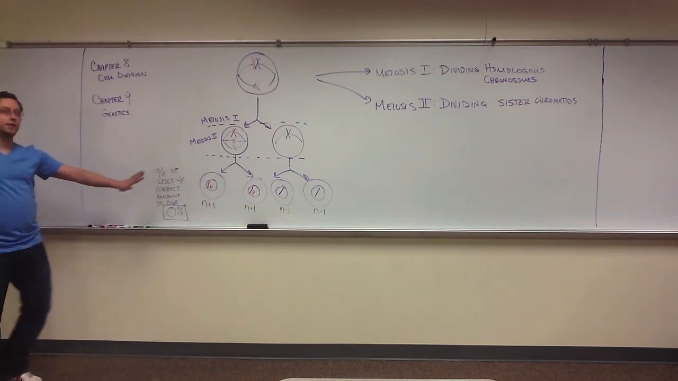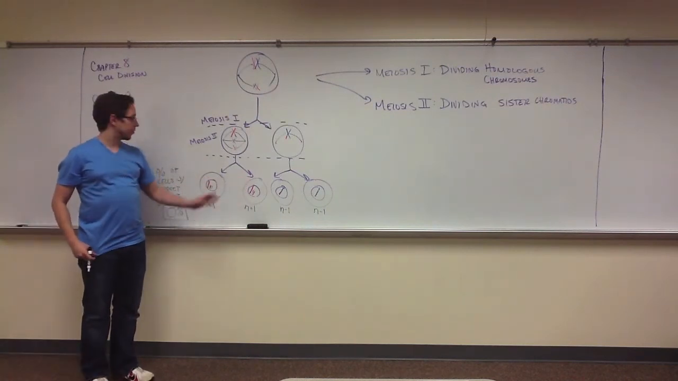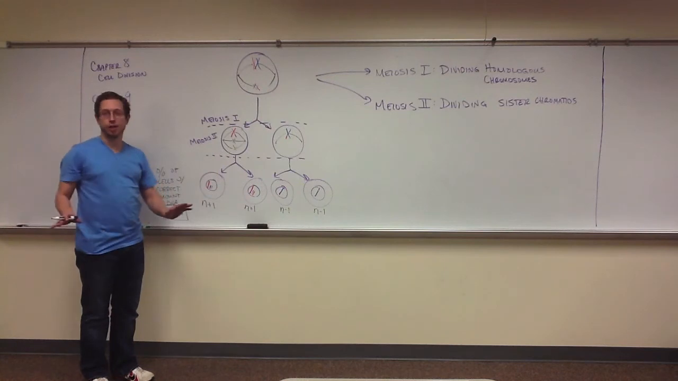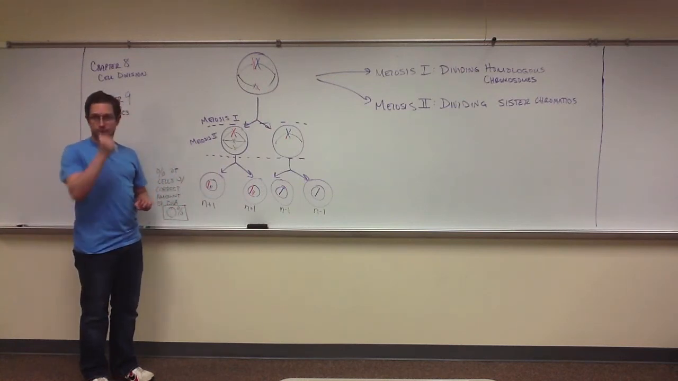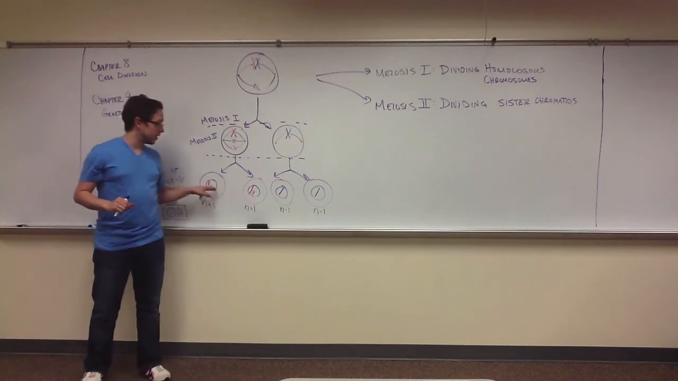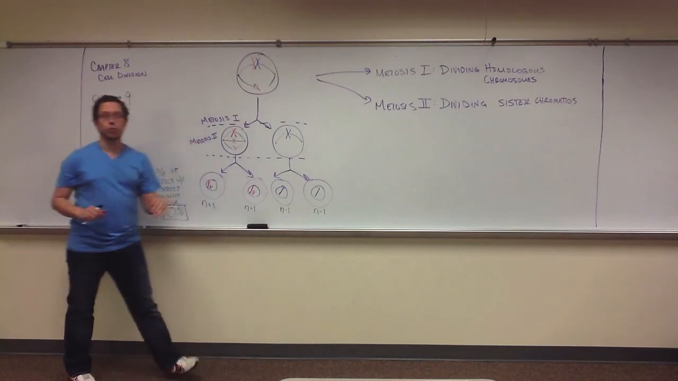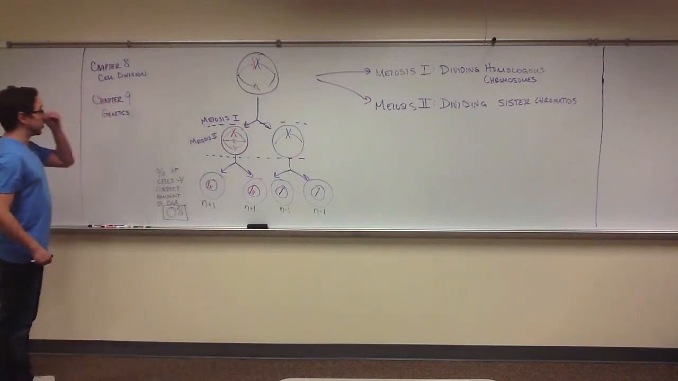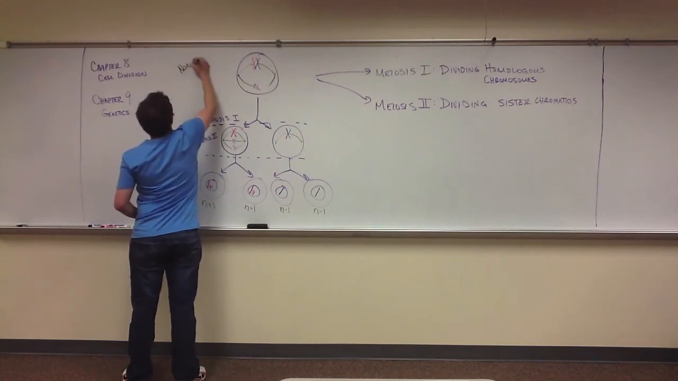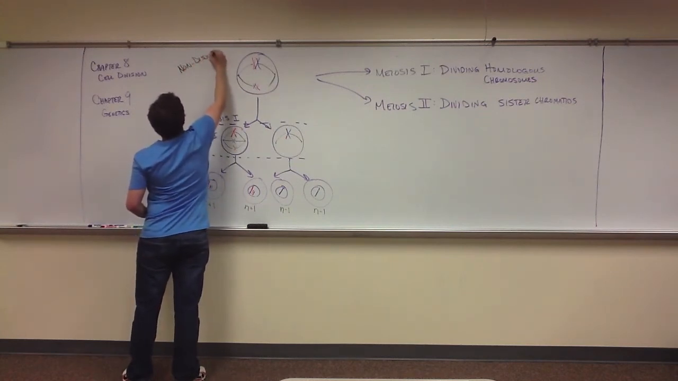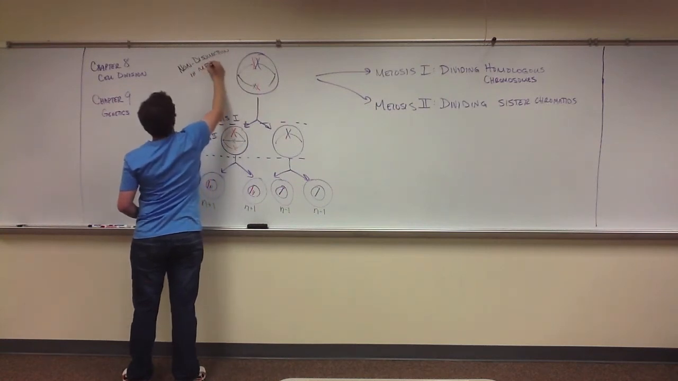So that means if any of these cells become a sperm or an egg, the offspring resulting from those cells has no chance of having the correct number of chromosomes. Everybody sees that? If it gets either one of these, it's going to have 1 extra chromosome. If it gets either one of these, it's going to be short 1 chromosome. Okay? So that's a nondisjunction in meiosis 1.